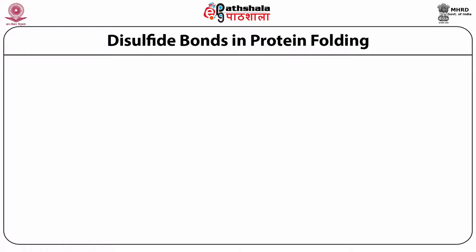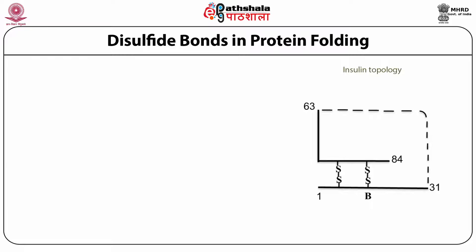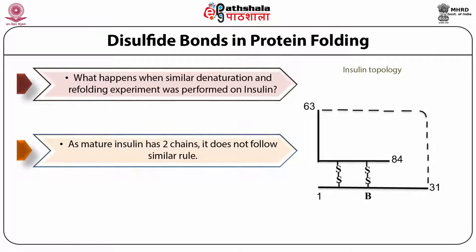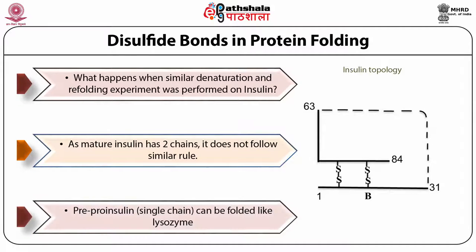Can we apply the same for insulin? Can we do the same experiment with insulin, where you denature and refold it? You won't get active insulin in any way because insulin has two chains. It's not of a single chain. But you can do the same experiment with pre-pro insulin and it can fold back similar to ribonuclease. Whereas if you do the same experiment with mature insulin, it cannot be folded back because the disulfide bridges are between the two polypeptides.